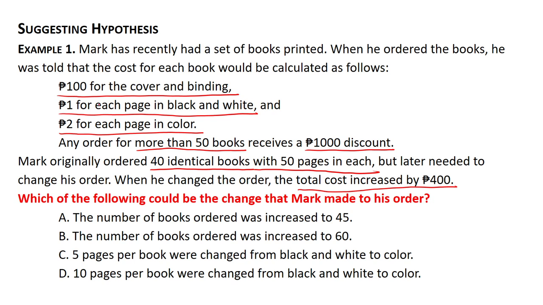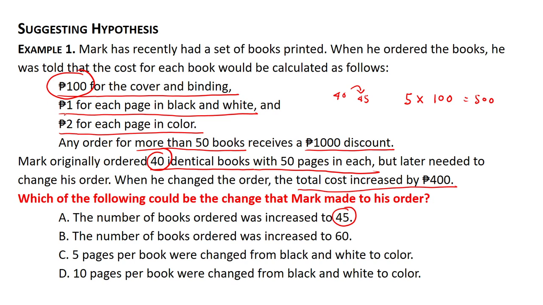Well, the cost will increase because we ordered 5 more books. Originally, we ordered 40 books. We changed our order to 45. So the number of books ordered increased by 5. That means we will at least increase the total cost by 500 pesos, because the cover and binding for each book costs 100 pesos. We increase the number of books by 5, so at the very least, we will increase the price by 500.